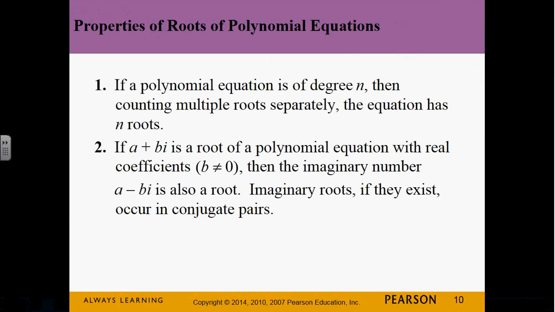If a plus bi is a root, if we have a complex solution, then a minus bi also has to be a root. What are a plus bi and a minus bi? What do we call that? Complex conjugates, right. A plus bi and a minus bi are conjugates. It's the same thing with one's plus and one's minus. So if you ever have a complex solution, you know you're going to have two of them and they're going to be complex conjugates. Okay?